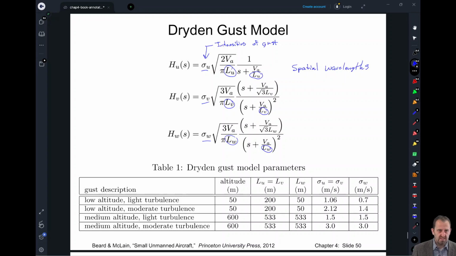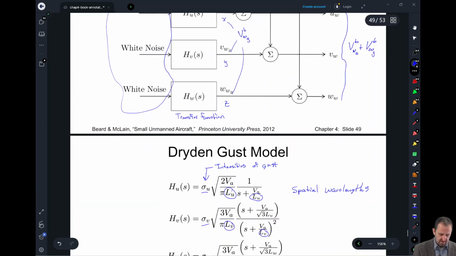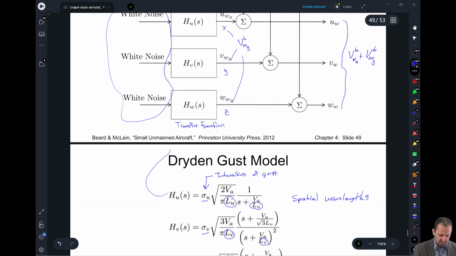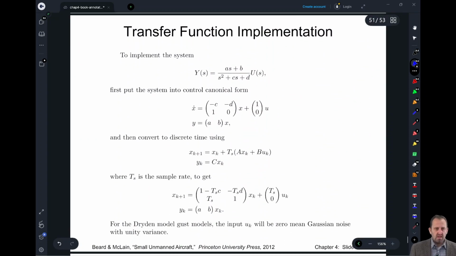Okay, so we have these Dryden gust models, and these equations show up here. The inputs to these equations are just going to be white random noise, and the outputs are going to be the gusts that we combine to form our total wind vector. Excellent. So one question you may have is, how do we then implement this transfer function?